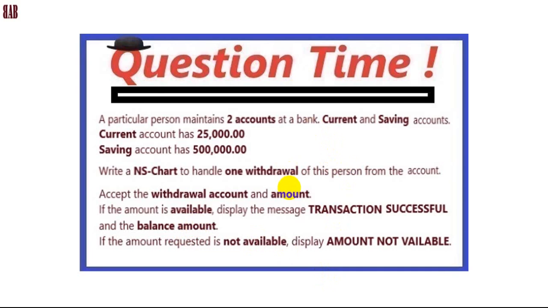So those have to be taken, and we basically have to say if the account and the amount are okay, the transaction is successful, and specify the balance. For example, if the person is withdrawing 10,000 from the current account, it's okay, right? Because I have 25,000, so you have to say transaction successful, and you have to say balance amount is 15,000, because once you withdraw 10,000, the balance left in the bank is 15,000. So you display that and you terminate. That's all you have to do. Just one transaction we are going to try and write in a chart form and see.